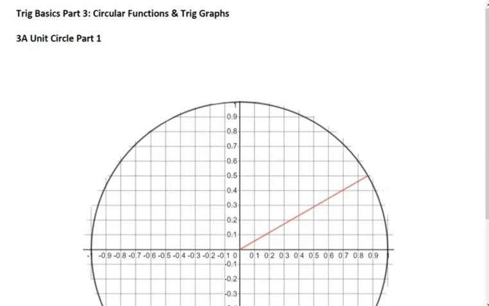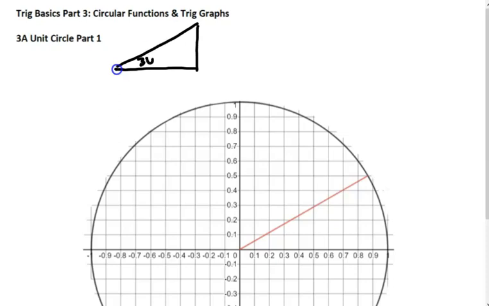In a previous video, we introduced the idea of a unit circle when we were talking about quadrantal angles, the angles at 0, 90, 180, and 270. Now we're going to delve a little deeper into the idea of the unit circle. So let's return once again to our 30, 60, 90 right triangle.